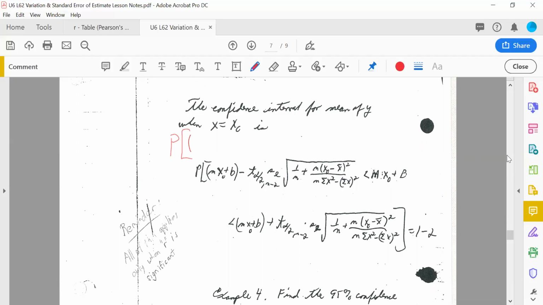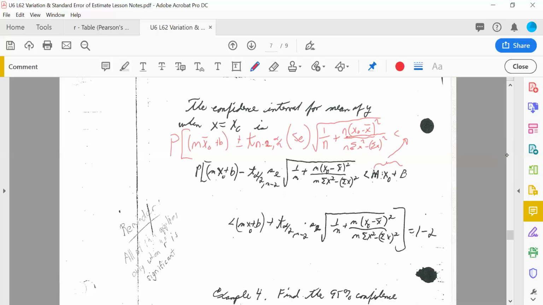So it's the probability of m times x sub 0 plus b, plus or minus the t-score with n minus 2 degrees of freedom at the alpha over 2 level times the standard error times this square root piece, 1 over n plus n times x sub 0 minus x bar quantity squared divided by n times the sum of x squared minus the sum of the x's quantity squared. And then it is less than, and then it equals all this right there.